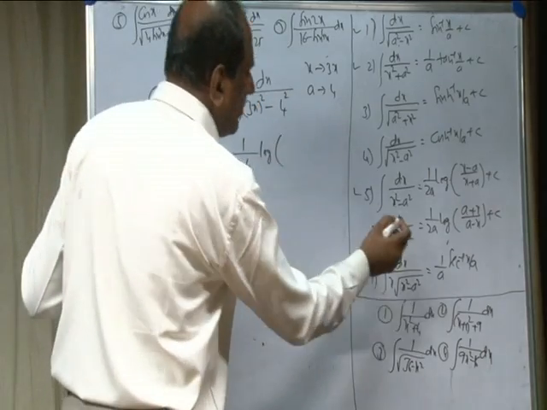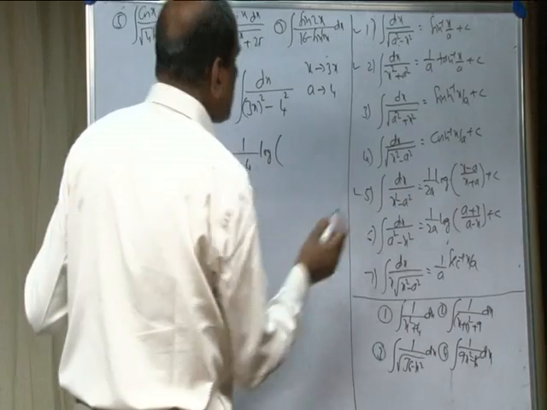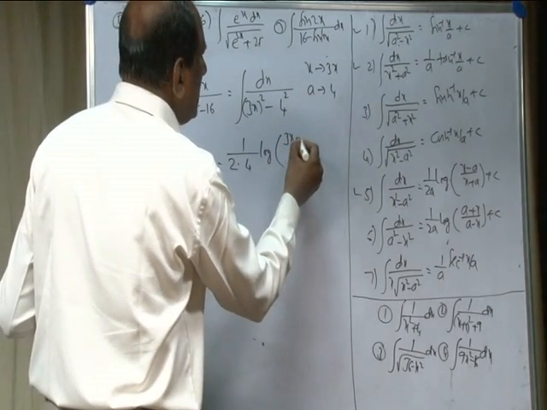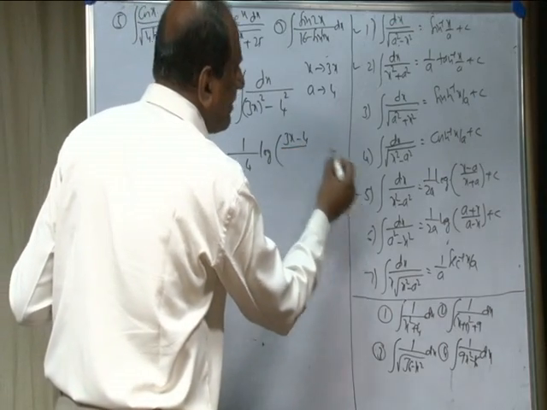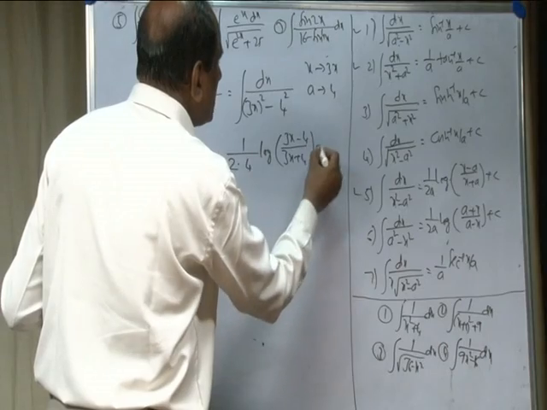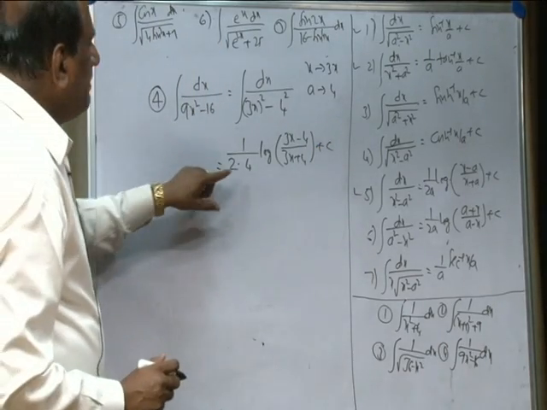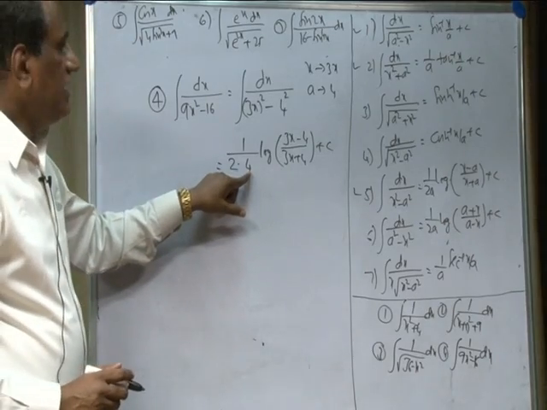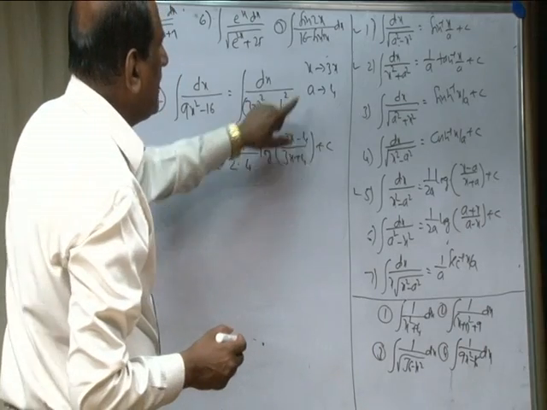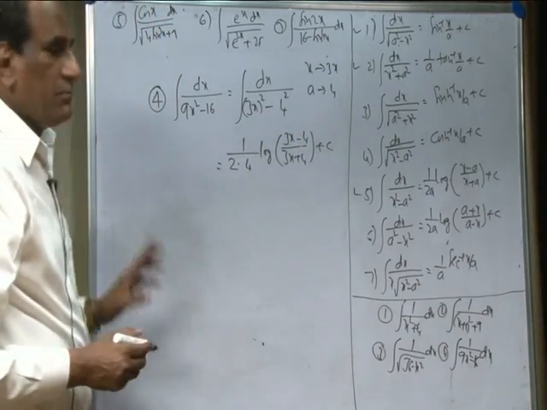Now, 1 by 2a, a is 4, log of x minus a, what is x? 3x, minus a is 4, divided by x plus a, 3x plus 4, plus c. So, this is the answer. Now, see here, 1 by 2a means a is 4, log of x minus a, x is equal to 3x, minus a is equal to 4, x plus a is 3x plus 4.